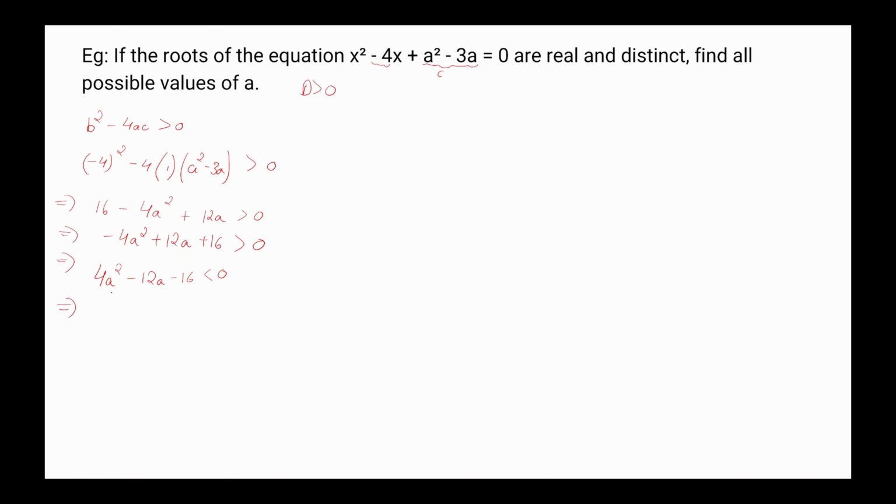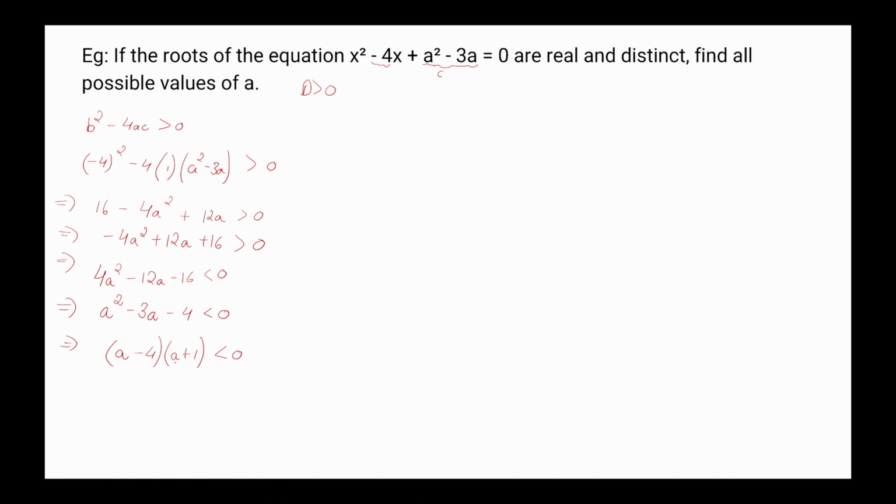So now if I try to solve this, I can take 4 common and remove it. So this would become a square minus 3a minus 4 less than 0. What are the roots of this equation? I can simply see the factors. One of them is minus 4 and one of them is going to be plus 1.